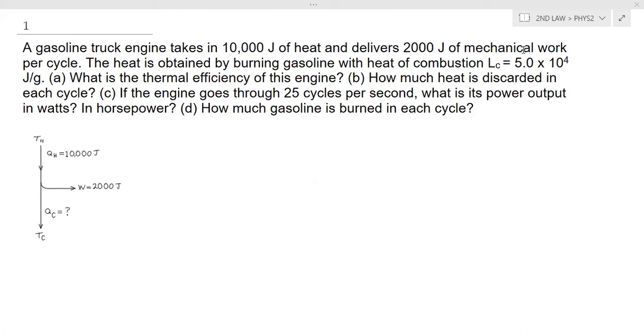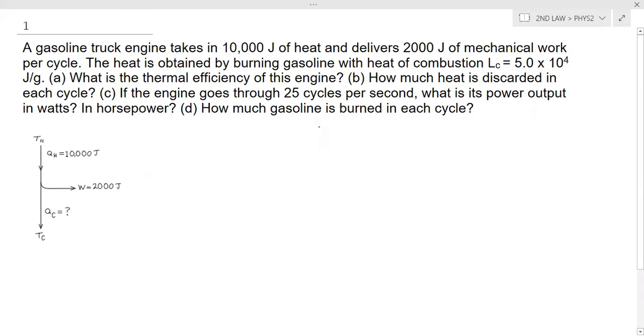The heat is obtained by burning gasoline with heat of combustion L sub C equal to 5.0 times 10 raised to 4 joules per gram. A: What is the thermal efficiency of this engine? B: How much heat is discarded in each cycle? C: If the engine goes through 25 cycles per second, what is its power output in watts? What about in horsepower? And for D, how much gasoline is burned in each cycle?